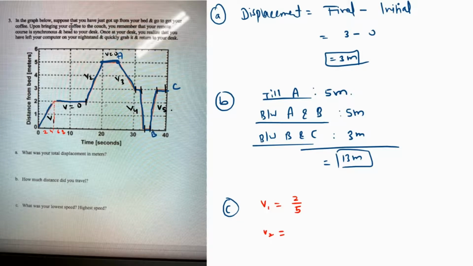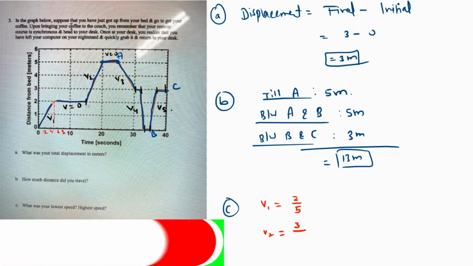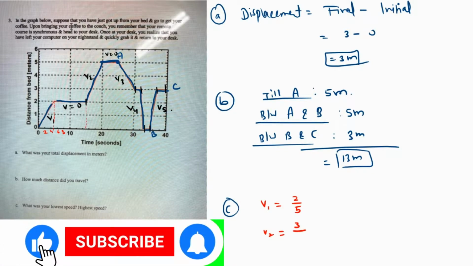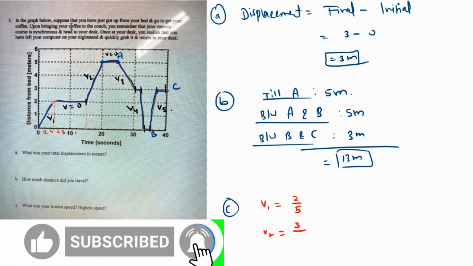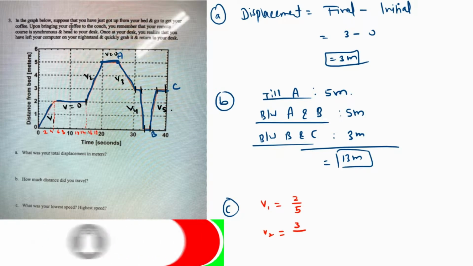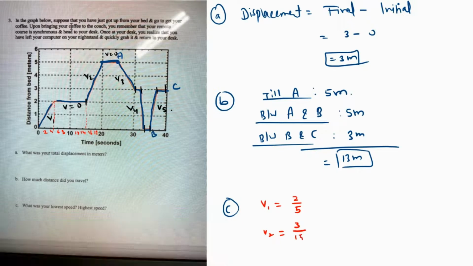For v2, the distance traveled is from 2 to 5. So the distance traveled is 3 units. Over time is from here, midpoint, to 20. Now this is 12, this is 14, this is 16, this is 18. So this is between 12 and 16, which is 15. So this is from 15 to 20. So 15 to 20 means 5 seconds over here.